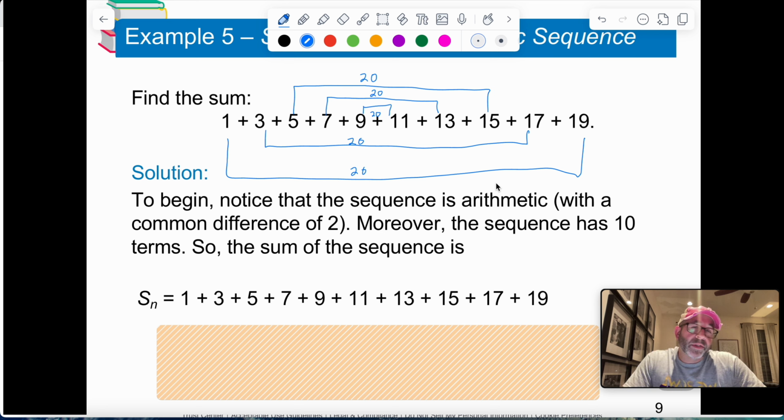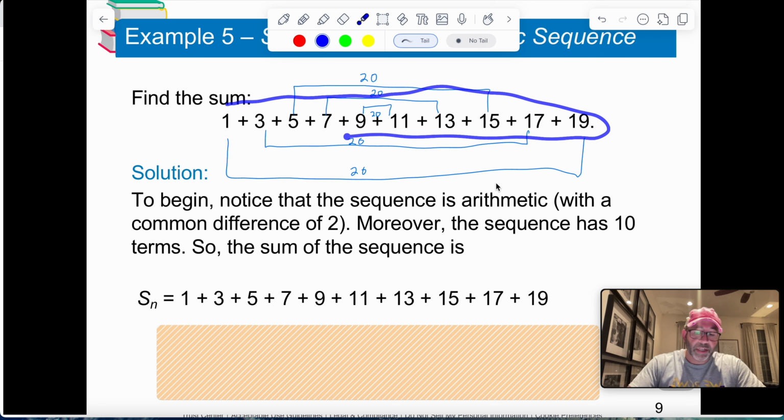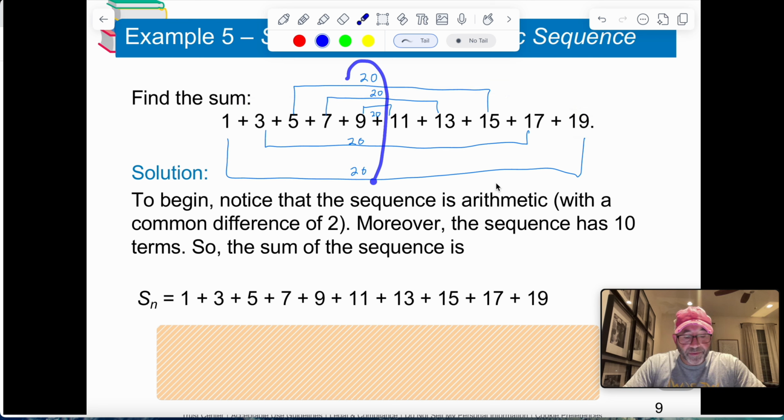And what happens is you can kind of see the formula taking place here, right? When you look at how many terms there are a total of here, there's 10 terms. But what happens is there's 5 sums that take place. And so we have 10 divided by 2, which is going to equal 5.